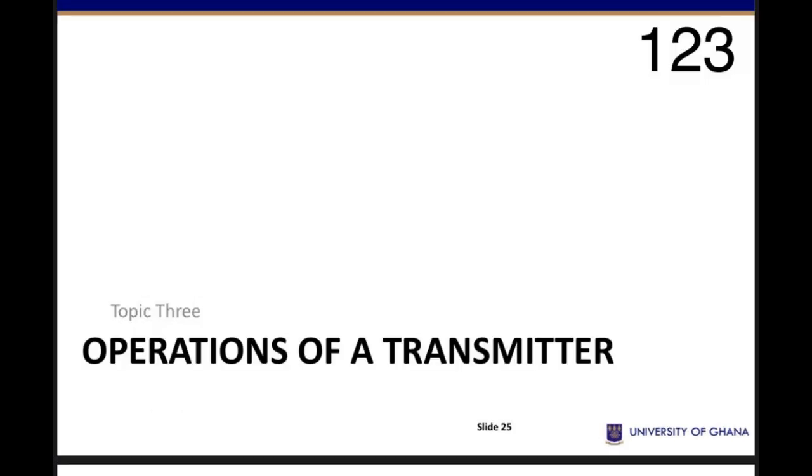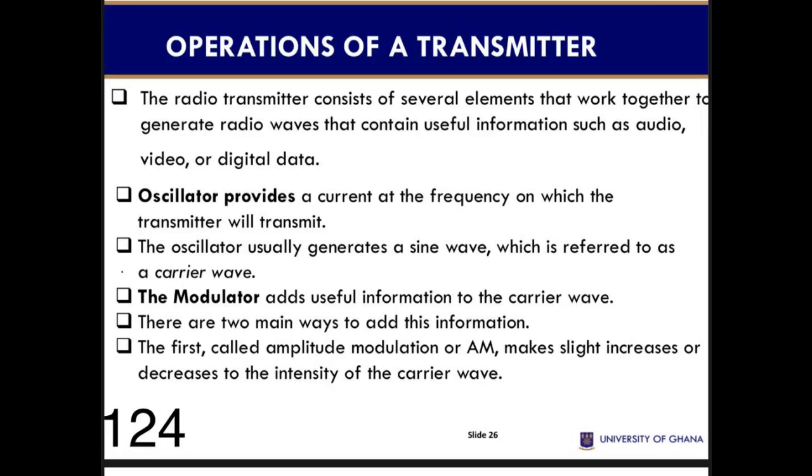Operations of a transmitter. The radio transmitter consists of several elements that work together to generate radio waves that contain useful information such as audio, video, or digital data.